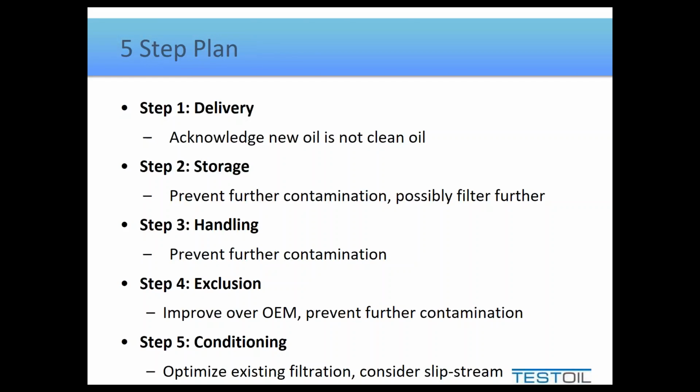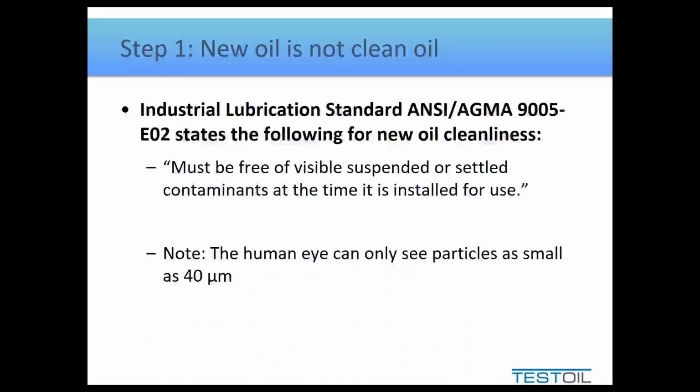So starting with step number 1, this is a pretty easy step. New oil is simply not clean. You can't say it any other way. One of the reasons it's not clean is look at this standard. If you're familiar with ANSI AGMA 9005, this is a standard for industrial lubrication. And within it, there's a section on acceptability for new oil cleanliness. And you see the direct quote here. It says it simply must be free of visible, suspended, or settled contaminants at the time it is installed for use. So basically, if you pull a sample, hold the bottle up to the light, and you don't see anything in it, that's considered clean.